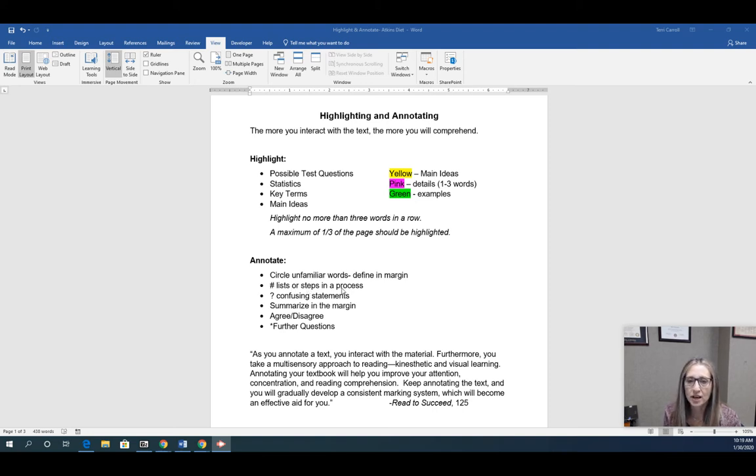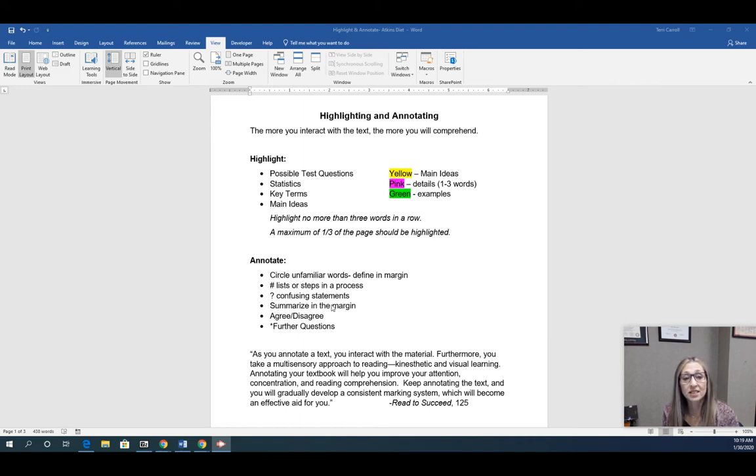Use the pound sign if the article or chapter lists steps in a process. So if you're reading an article and it says step 1, step 2, put the pound sign there and write number 1, number 2, or step 1, step 2. That might help you keep that in order. And typically those will be test questions. If you come across a confusing statement, you've read something, it's a sentence or two, and you're not sure what that means, put a question mark out in the margin next to that statement.